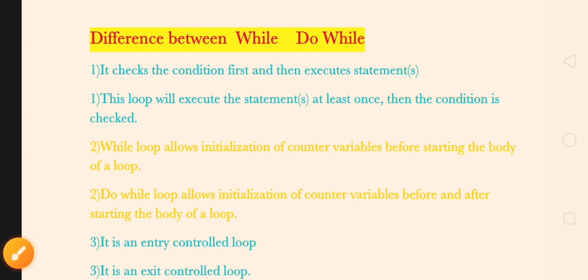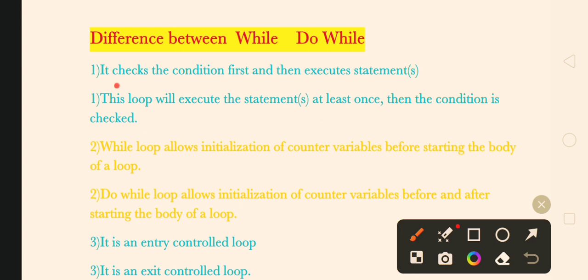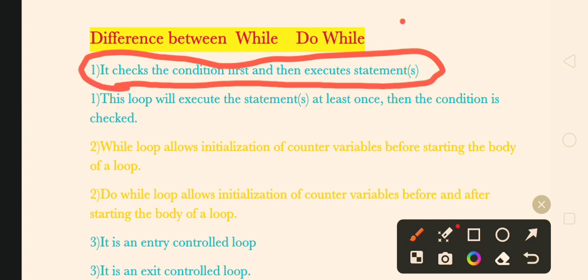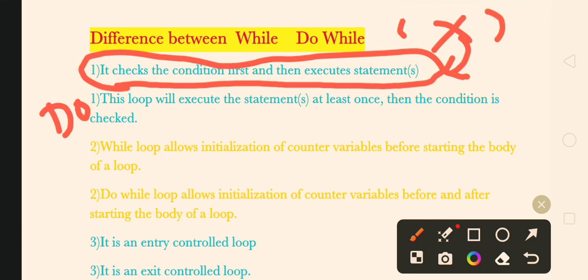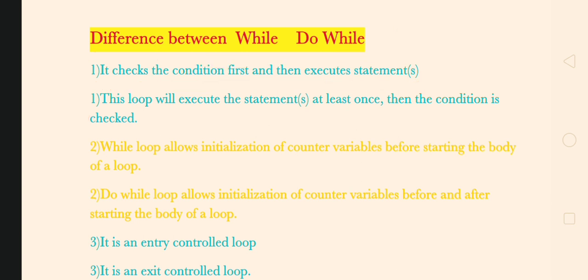Now we will see the difference between the while and the do while. In while, it checks the condition first, then executes the statement. First it will check the condition, then whatever body is written, it will go to the body and execute. Do while loop will execute the statement at least once. It will not check first, it will execute at least once, then the condition is checked.